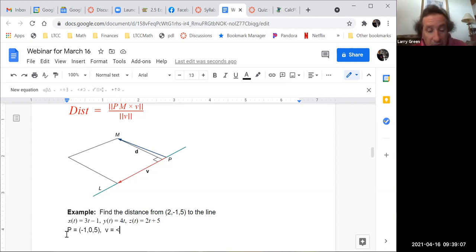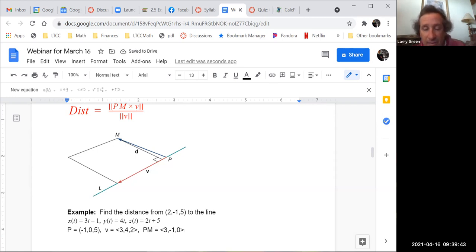Yeah, 3, 4, 2. Okay, what's PM? That's the displacement vector from P to M. So you take 2 minus -1, which is 3. You take -1 minus 0, which is -1. And you take 5 minus 5, and you get 0.